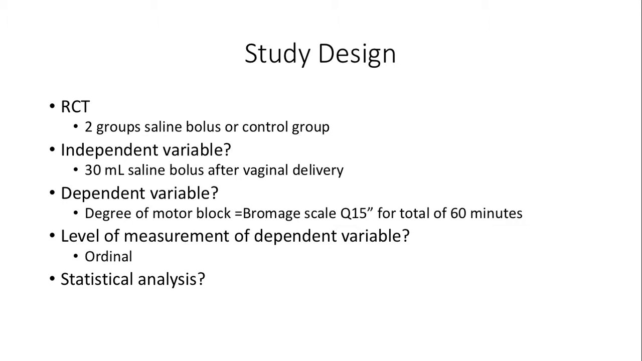And what was the level of measurement of these dependent variables? Well, it was ordinal. What do you think the appropriate statistical analysis would be? We're looking at differences between two groups. They're independent. And we're looking at ordinal level data. So if you chose the Mann-Whitney U test, you're correct.